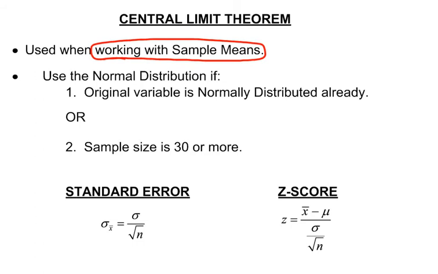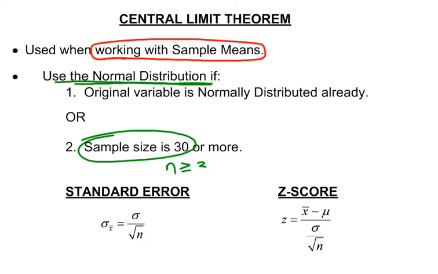Now, what the Central Limit Theorem says, and what makes it so useful, is it allows us to use the normal distribution, where we get a z-score and use the standard normal distribution table, like we've been doing. We're allowed to do that in working with sample means if the original variable is normally distributed to begin with, or, and this one is a big one, if the sample size is 30 or more, meaning n is greater than or equal to 30. N is the size of our sample.